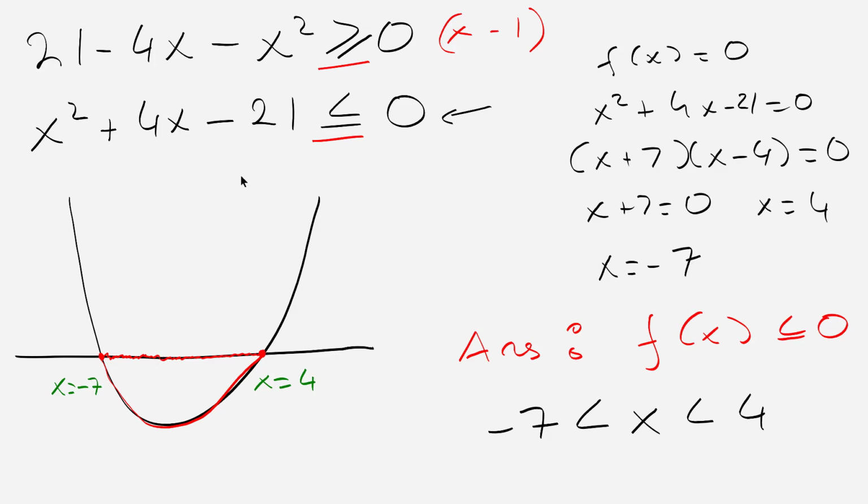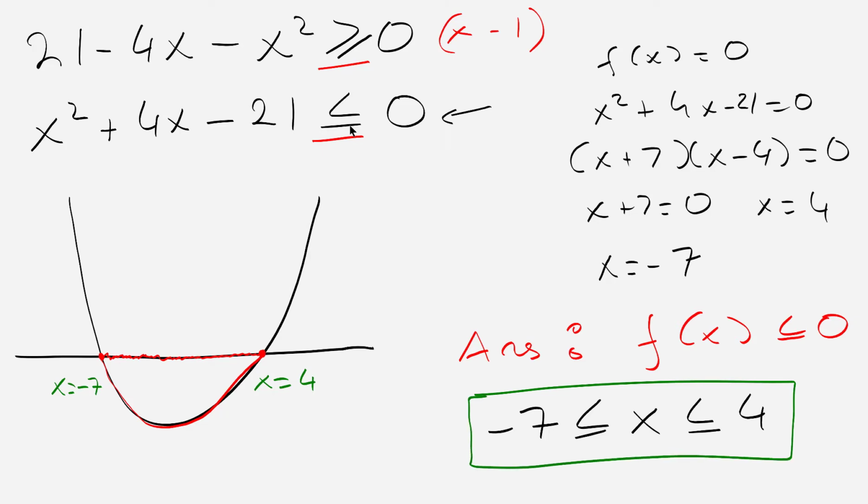And the one thing we have to remember is if there's an or equal to in the question, you see up here there's an or equal to. If there's an or equal to in the question, there's an or equal to in your answer. So this right here is my answer. When x is between minus 7 and 4, including minus 7 and 4, including the roots, that's when the function will be less than or equal to 0. So that is the introduction to quadratic inequalities.